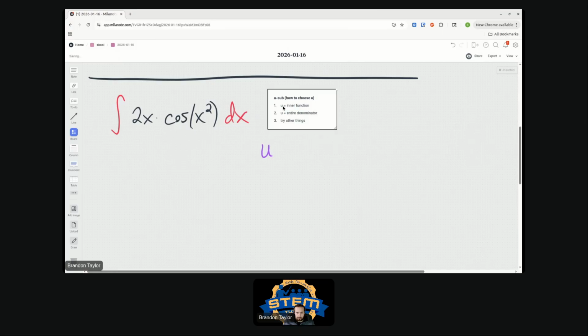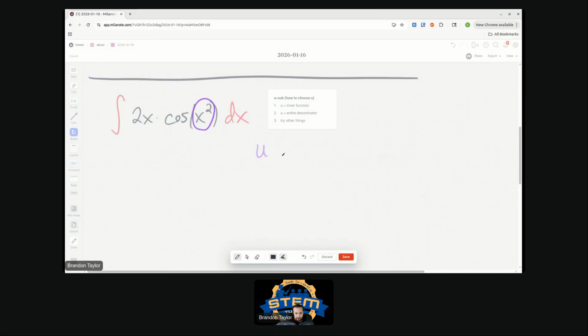So here, let's start with rule number one. Again, remember, 85% of the time, all you need is rule number one. If you just do that, it'll work. So what's the inner function? What function do we have that is clearly inside of another? Hopefully you can tell right there. So here it makes sense to say U is x squared.